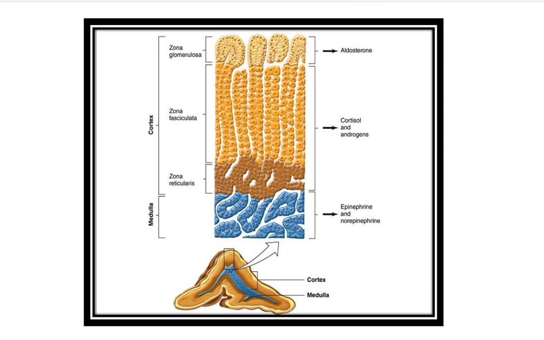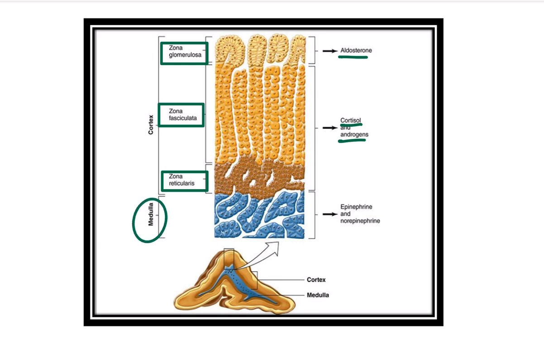In this picture, again see the different parts of the adrenal gland. This is the zona glomerulosa, which is the outer part, zona fasciculata, the middle part, and zona reticularis, which is the inner part. From the zona glomerulosa, aldosterone is released, from zona fasciculata, cortisol is released, and from the zona reticularis, androgen is released. And also here you can see the medulla. From the medulla, epinephrine and norepinephrine are released.